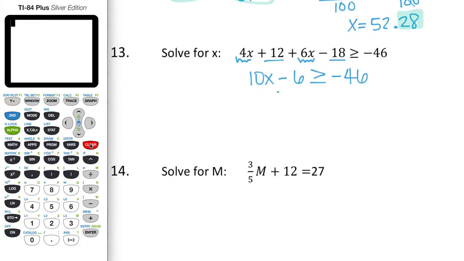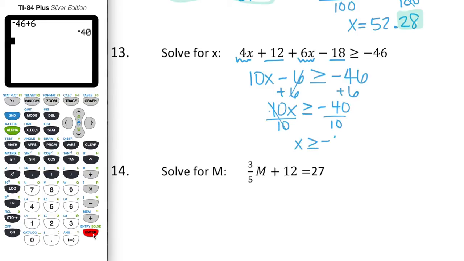So then we have to add 6 to both sides, add 6 to this side. We're going to have 10x is greater than or equal to, if you can't do this in your head, you can always use your calculator. Negative 46 plus 6 is negative 40. So we're just going to divide by 10, and x is greater than or equal to negative 4.